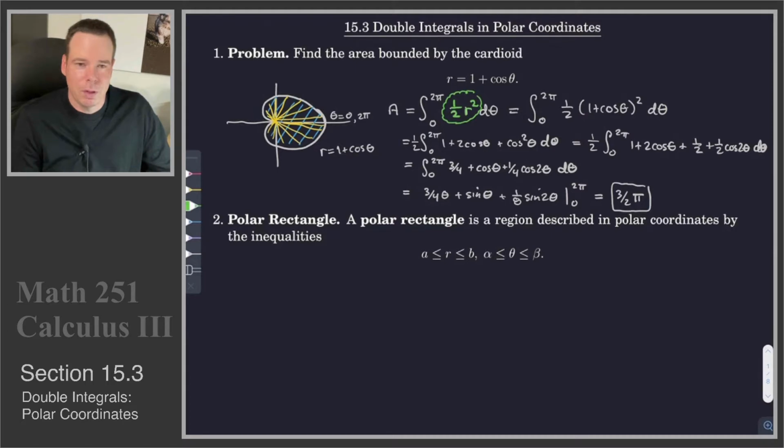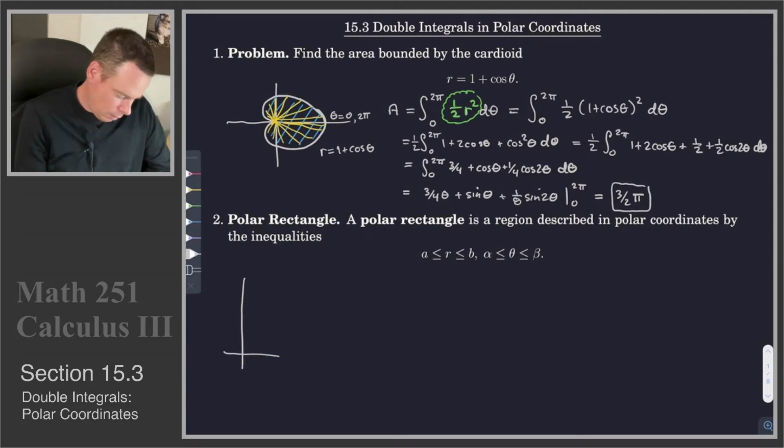We sum up over all of those volumes, and then we let the number of those slices, the number of those pieces go to infinity, and we get the double integral that represents the volume. We're going to do the same thing here, but rather than chop it up into rectangular pieces, we are going to chop it up into the analog of a rectangle in polar coordinates, which we call a polar rectangle.